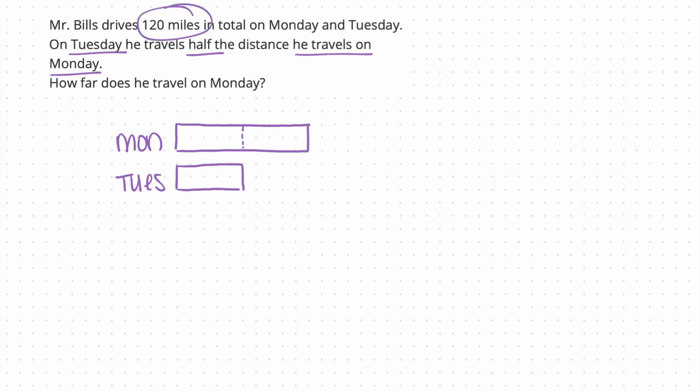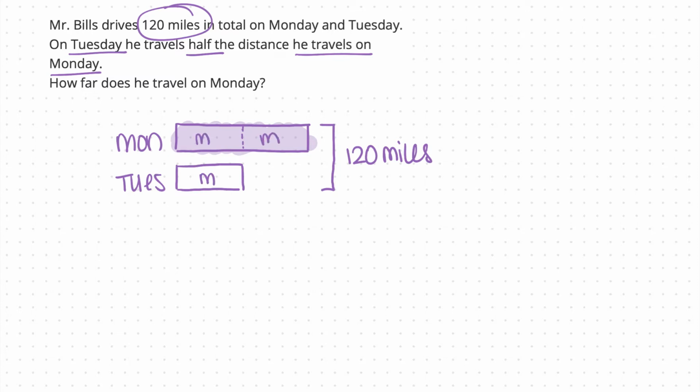And then it also tells us that there's 120 miles in total for both days. Now, we want to know how far he travels on Monday, so we need to know how big this one is. Notice what we've done here is Tuesday was supposed to be half of Monday, which means that all of these little sections are going to be equal to each other. So now we can use a variable to represent what it is.